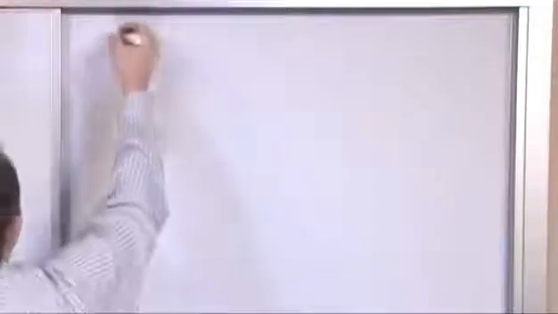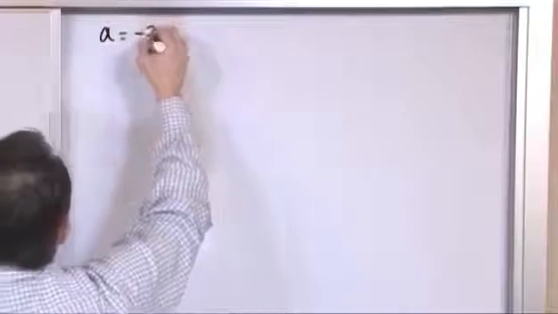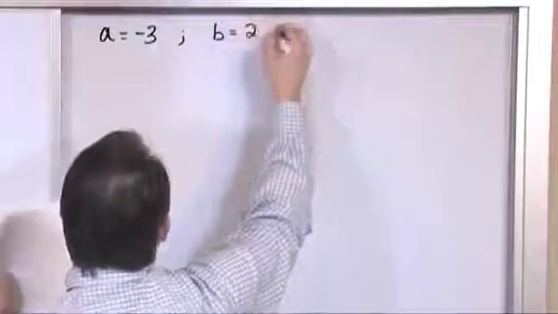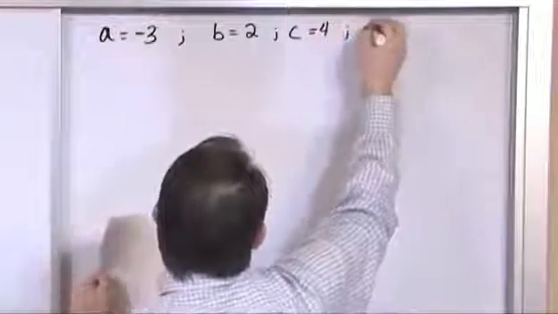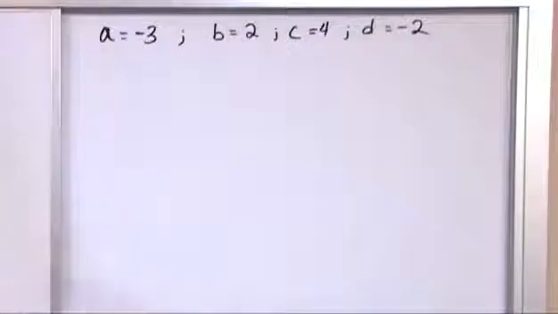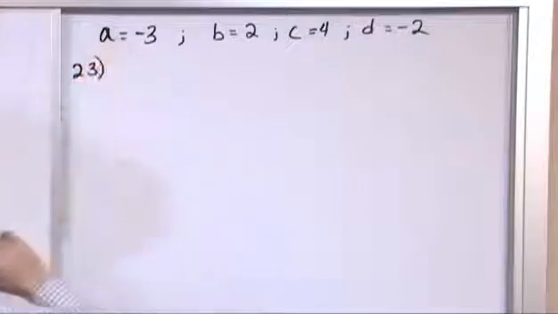All right, now this is really nothing too different, but let's say we had a variable a equal to negative 3, and let's say we had a variable b that was equal to 2, and let's say we had a variable c which was equal to 4, and d which was equal to negative 2. And so we want to just practice working on our expressions, so what we call evaluating our expressions.